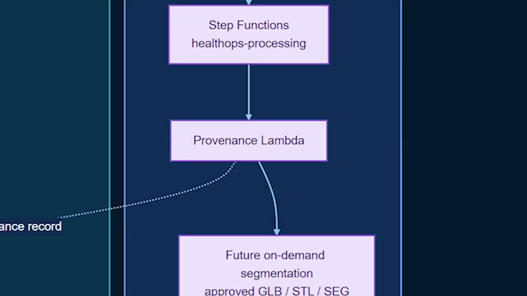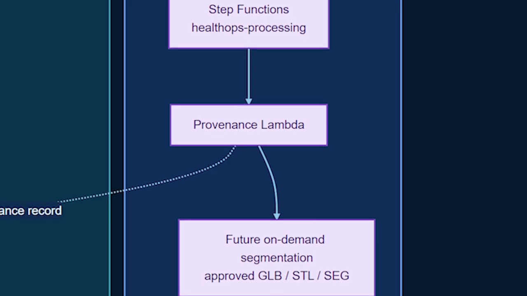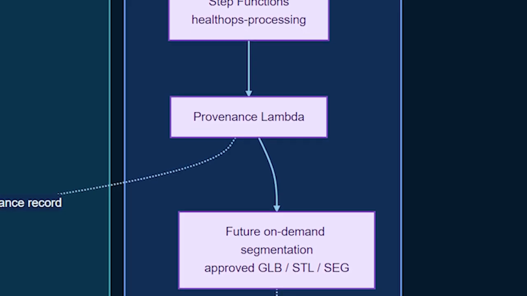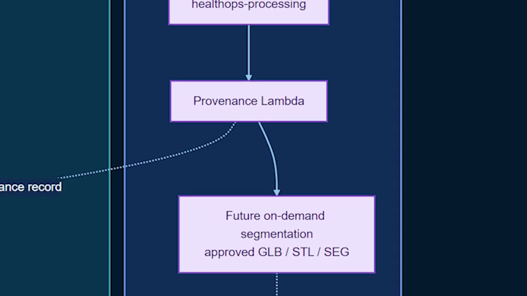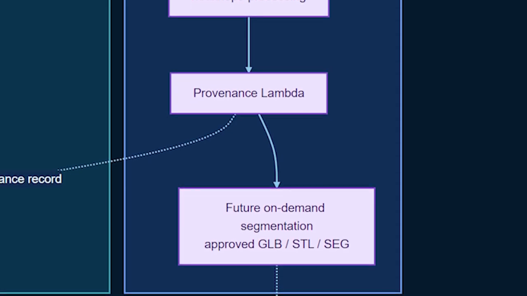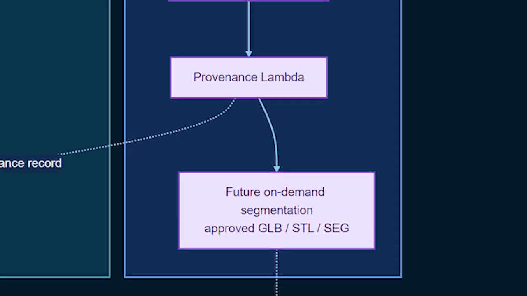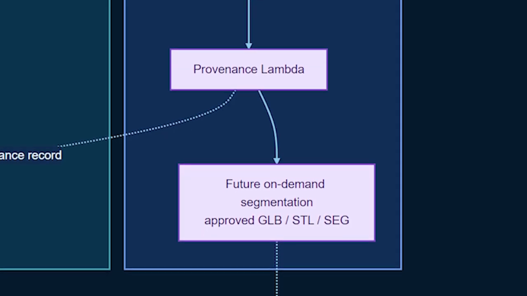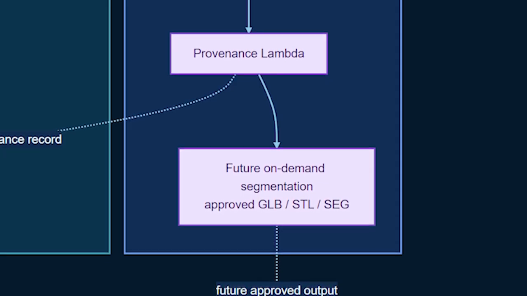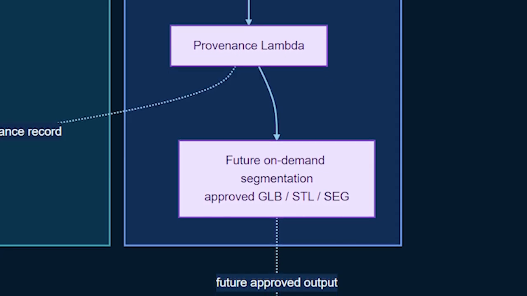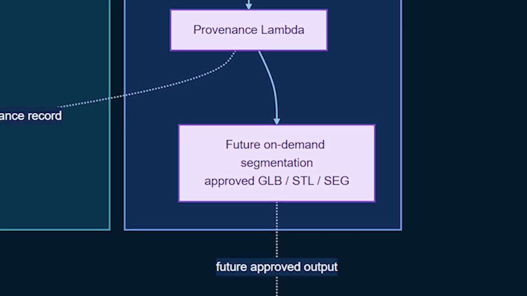Provenance Lambda. This function writes a record of where the import came from, its job ID, when it completed, and which event triggered it. It performs no inference, diagnosis, or clinical decision. Future on-demand segmentation. Segmentation and 3D asset creation are intentionally future on-demand capabilities. I avoided an always-on machine learning endpoint so the MVP stays within the cost target.